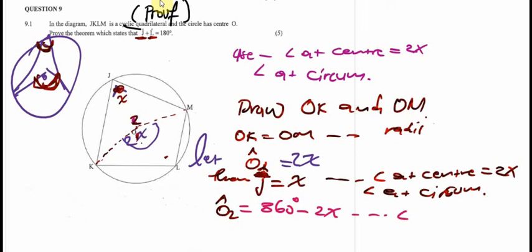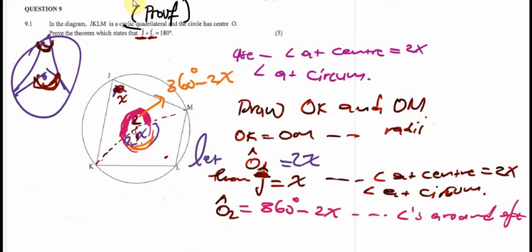Angles around a point add up to 360. Every time we have angles around a point, they should add up to 360. So this angle should be 360 degrees minus 2x, because this angle is 2x. But then we are also finding that the angle at the center is twice the angle at the circumference.